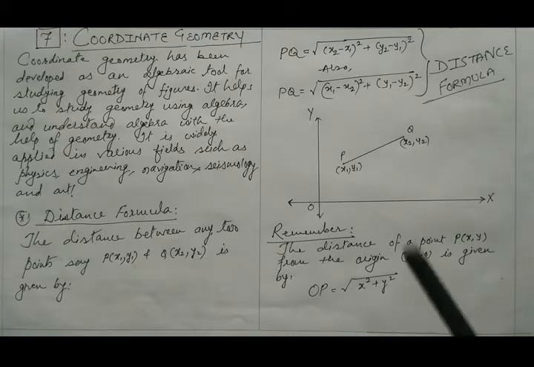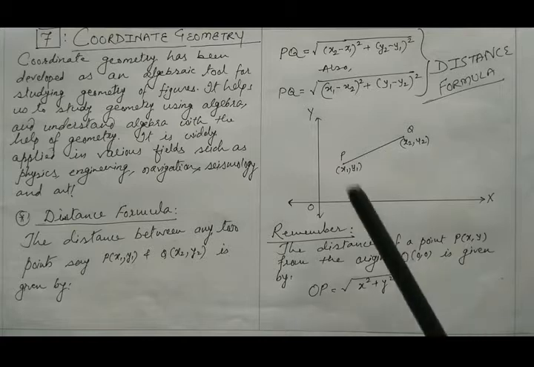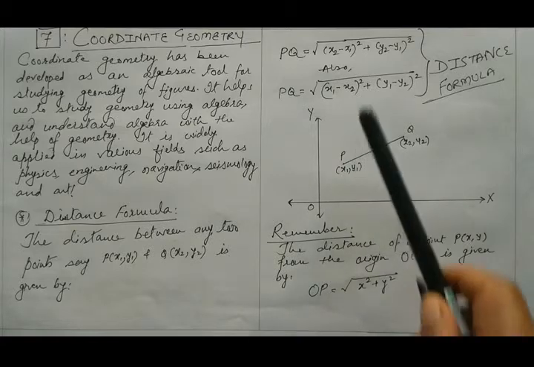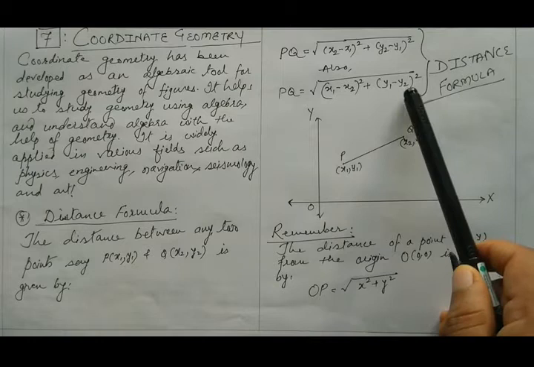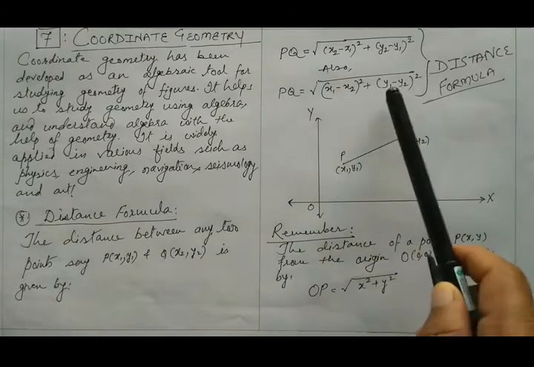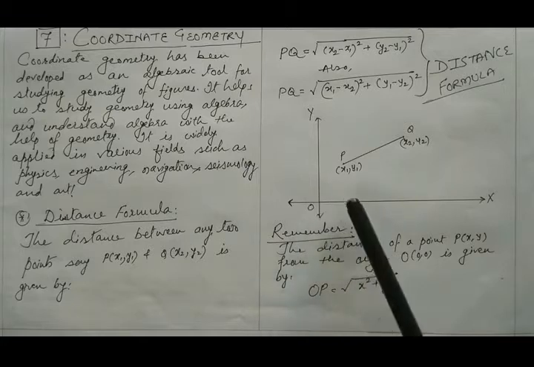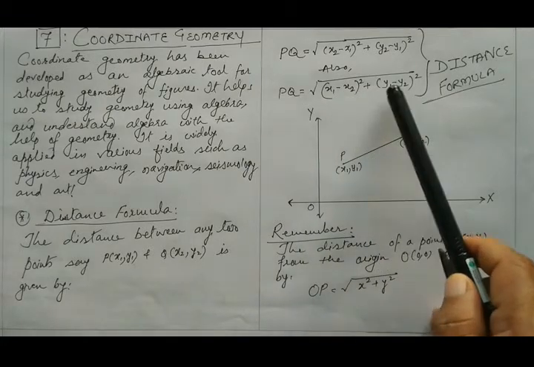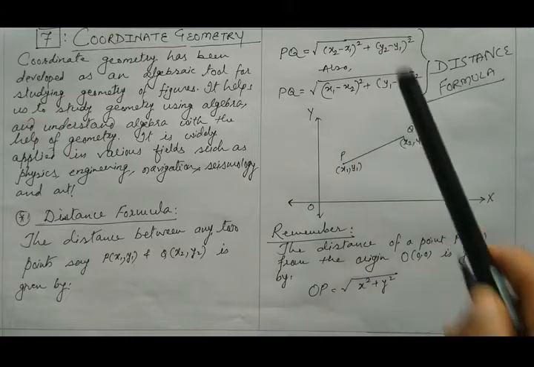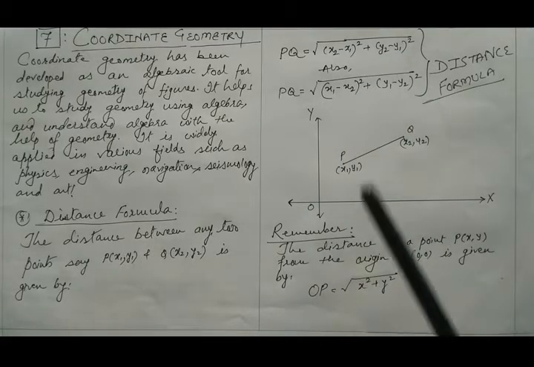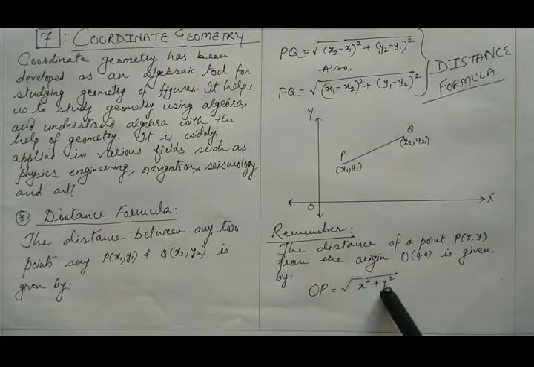How? If you consider the coordinates of point P as x, y, meaning here x2, y2, so x2 is x and y2 is y, and x1 is 0 and y1 is 0, so the coordinates of origin are 0, 0. So 0 minus x and 0 minus y, so minus x whole square, that is the square of a negative number, so x square plus y square. Hope you have understood this concept of the distance formula.